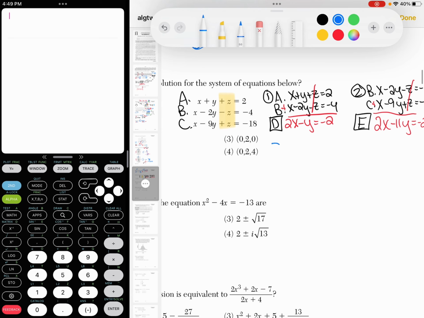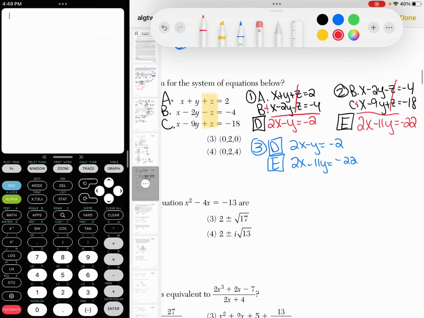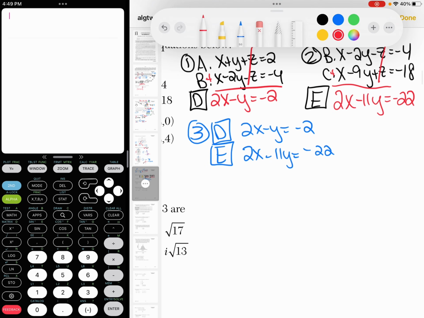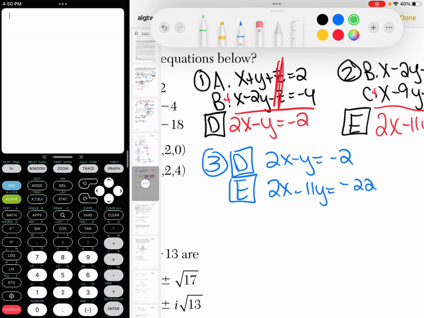Step 3 is to put equations D and E together. So I'm going to write 2x minus y equals negative 2. I'm just recopying, and 2x minus 11y equals negative 22. Okay, now your goal for equations D and E is to also make this magic happen where things cancel. But nothing cancels out right now. You're going to have to simplify one of these. So, not simplify, but change it.